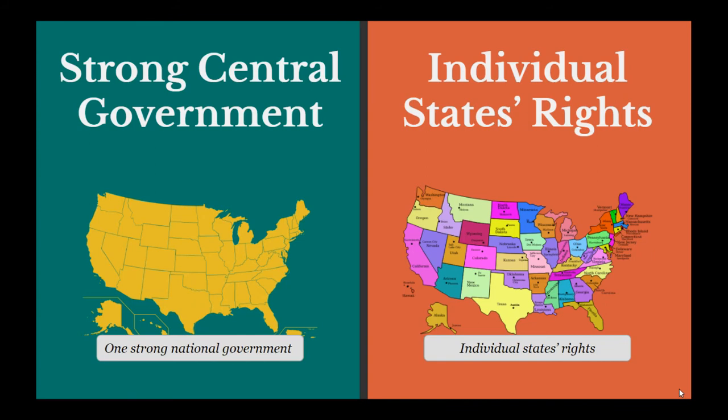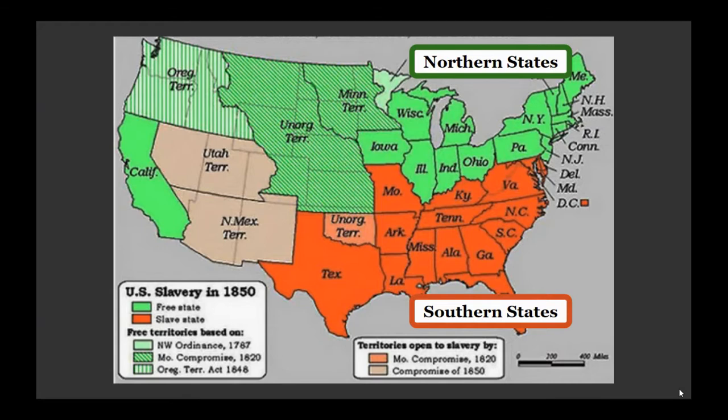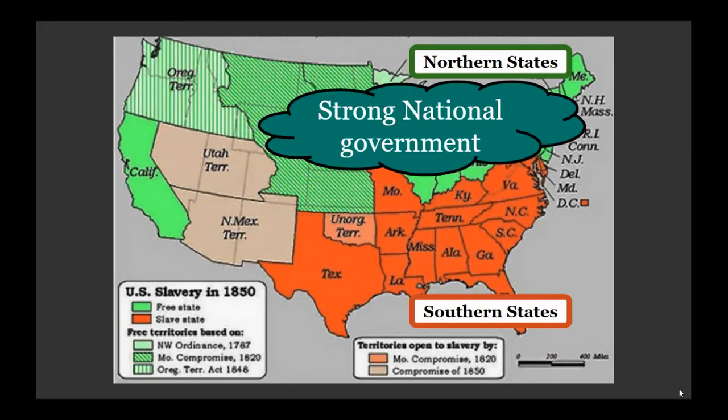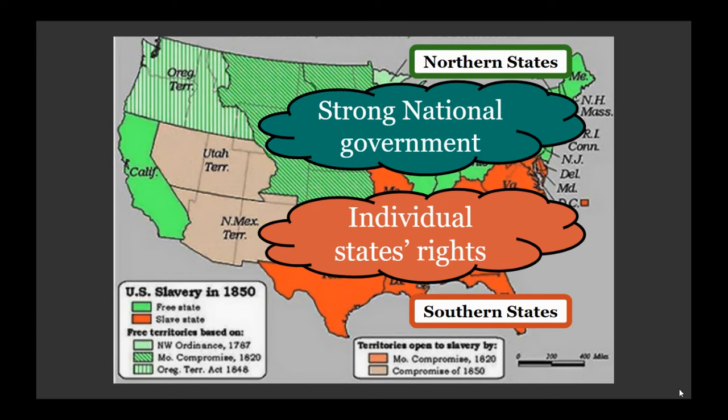Before the Civil War, the Northern states wanted a stronger national government that would make laws for everybody. That's the direction they wanted the country to go. In the South, they wanted individual states' rights. So they were trying to balance this federal system, where the North wanted a stronger central government and the South wanted stronger states' rights. In the North, again, they want that strong national government. And in the South, they want individual states' rights, where states make the laws and rules for their own state.